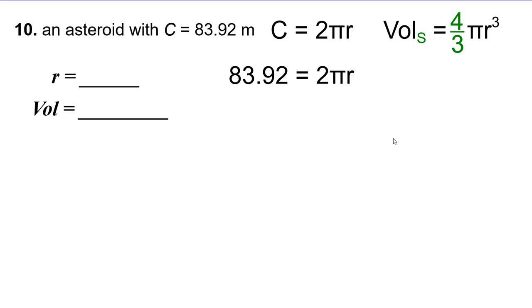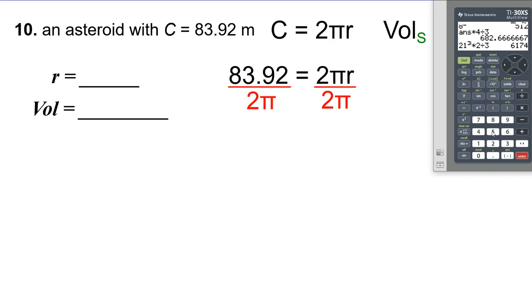All right, so an asteroid with a circumference of 83.92 meters. We want to first solve for the radius and then find the volume. So the first thing I'm going to do is plug in the formula. The circumference that they gave us is equal to 2 times pi times the radius. Well, if I want to solve for the radius, the first thing I have to do is divide both sides by 2 pi. So that's what I'm going to put in the calculator.